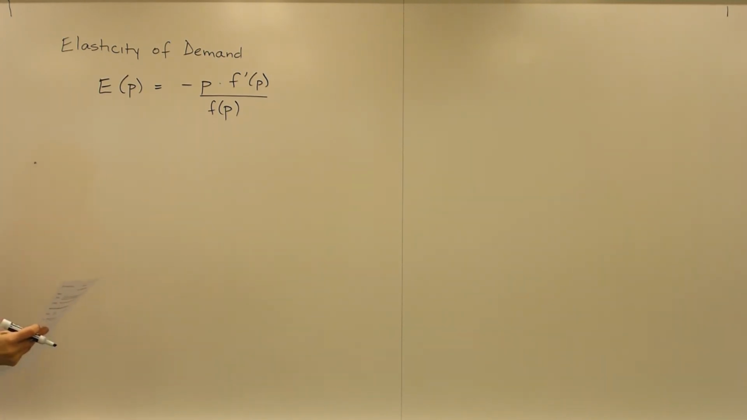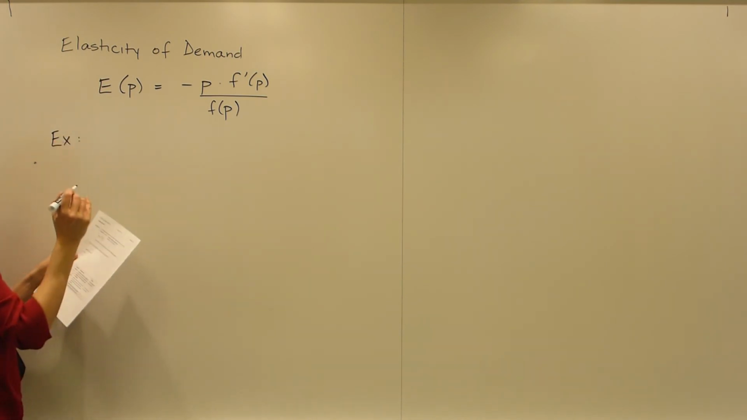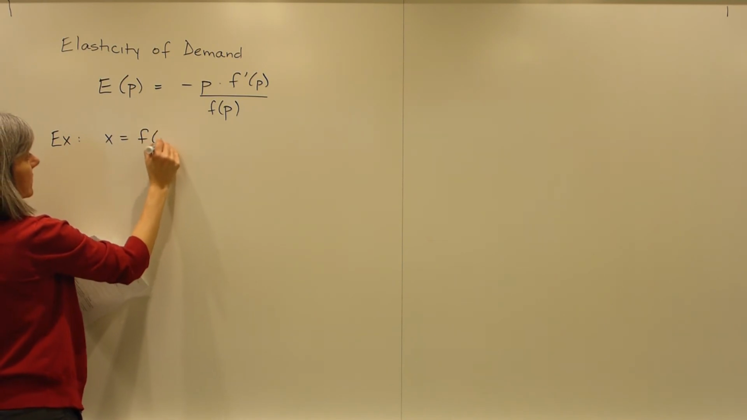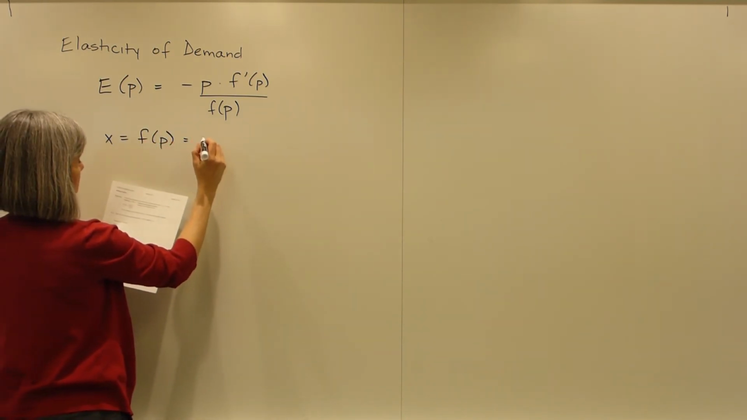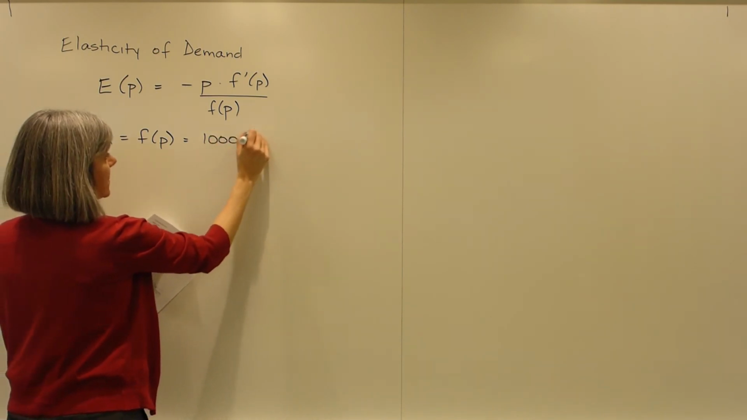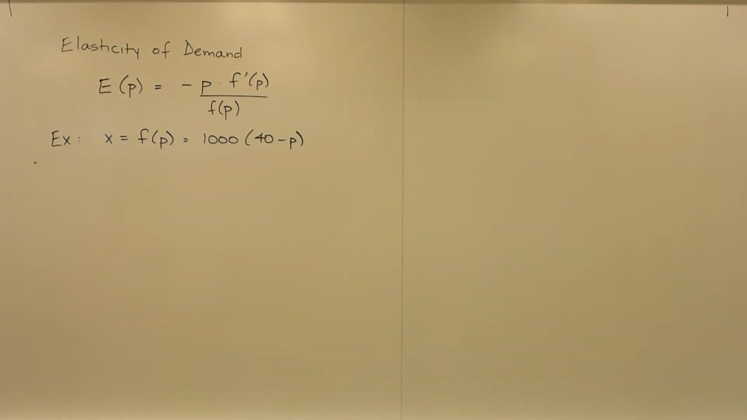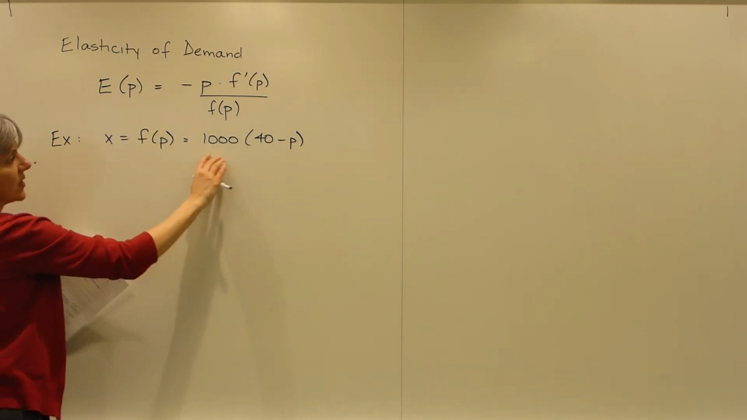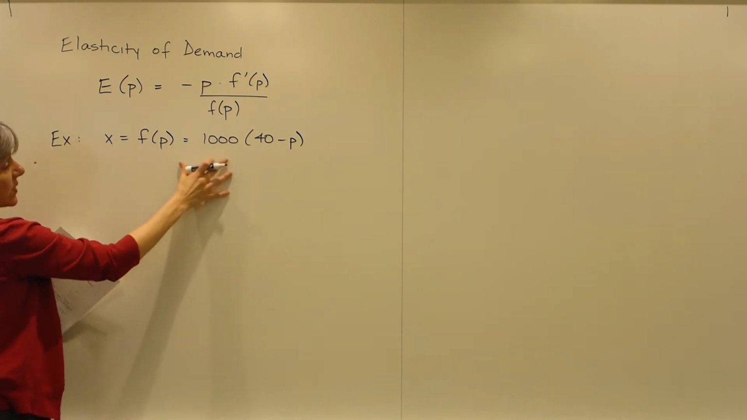Okay, so how will we set this up? An example would be the following. You have a price-demand equation given by this. Remember, P is price, X is demand. And in this case, the problem is 1,000 times 40 minus P. So we need to compute E of P. We're going to have P's in here. So this one is set up fine. This is actually our function of P.